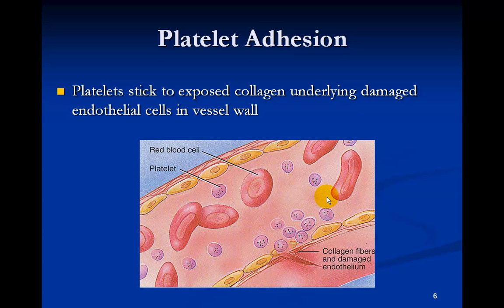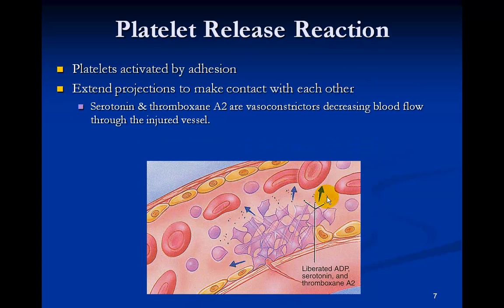Taking a look at platelet adhesion really quickly, this is a couple little pictures here that show you what happens. Step 1 is the platelets stick to the exposed wall of the blood vessel. Second part is that they release a substance that, as a result of that reaction, causes additional platelets to join the fray and try to stop the blood flow.